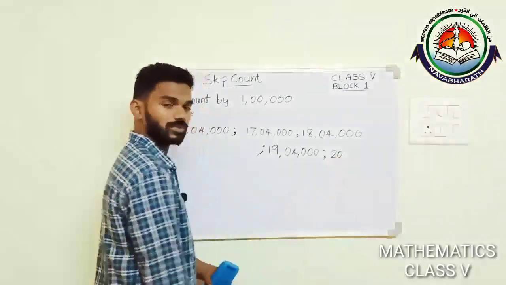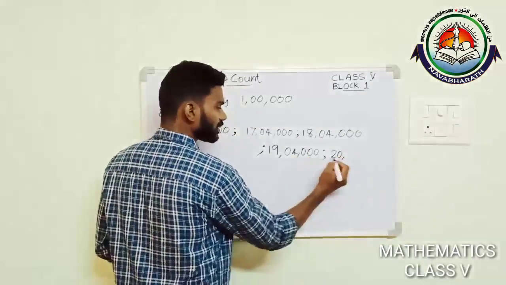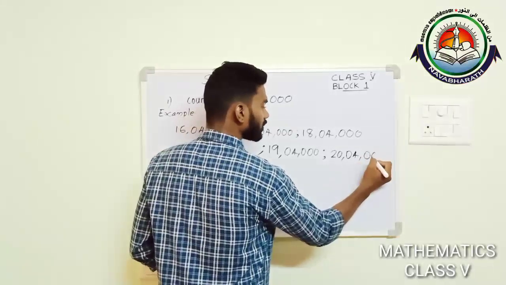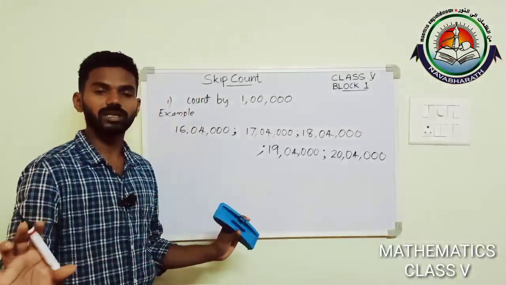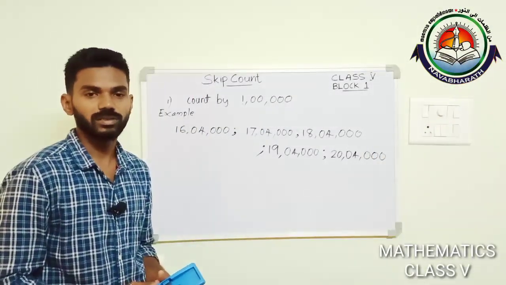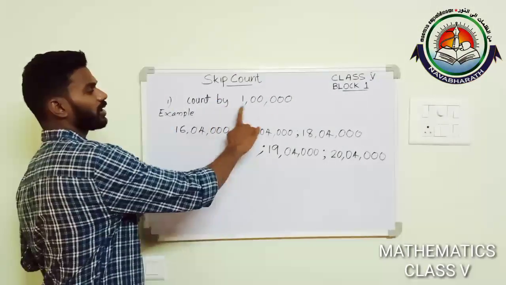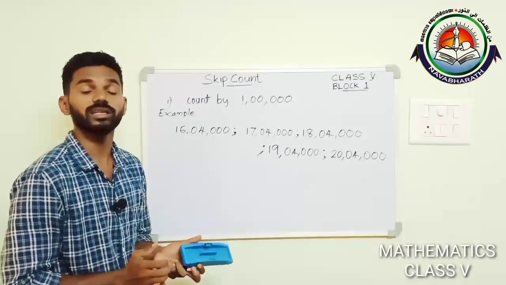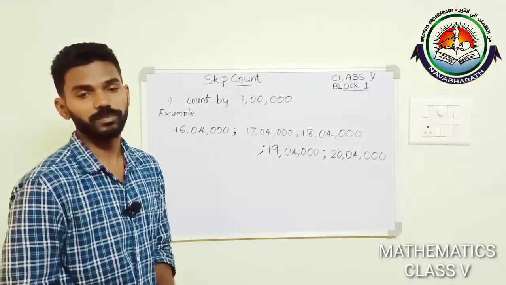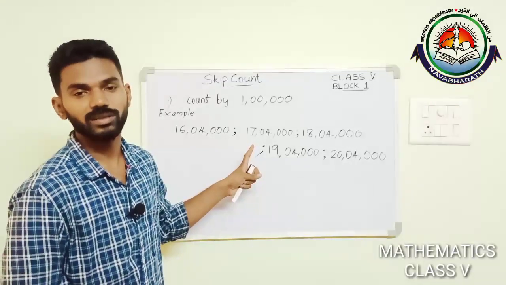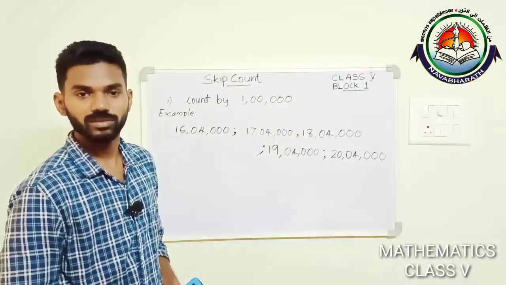So when it is 19, you have to increase 1. It would become 20. Then there is 0, 4. Then there are 3 zeros. No change for any other digits. This is how skip count by 1 lakh can be done. I hope you understand and are clear about it.